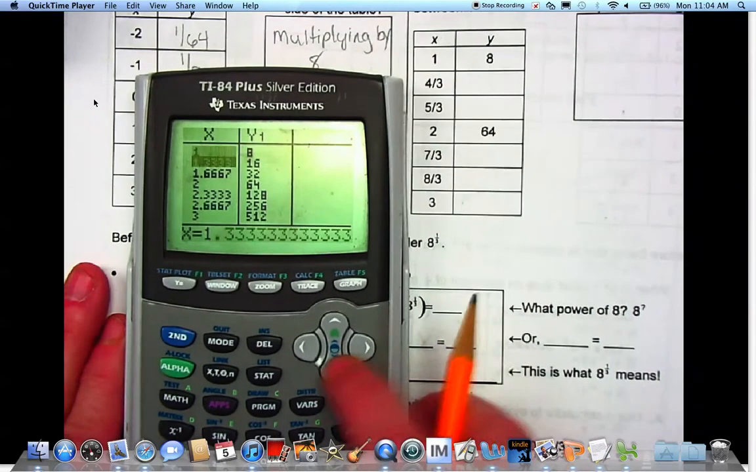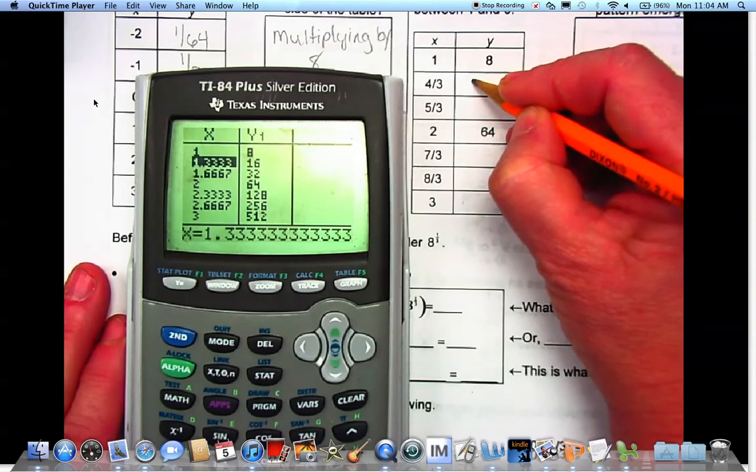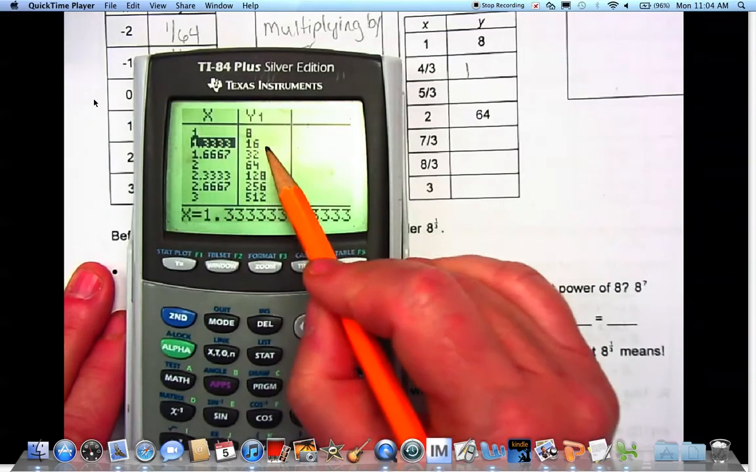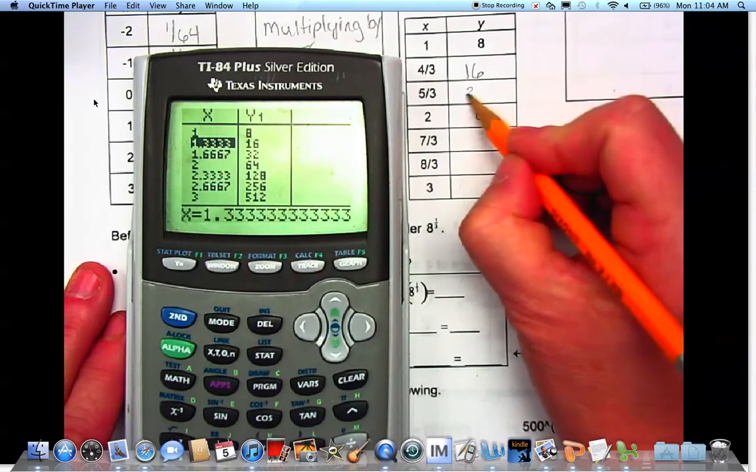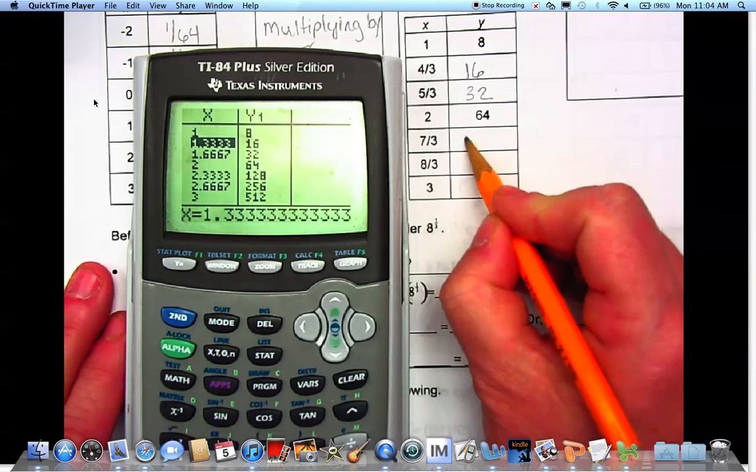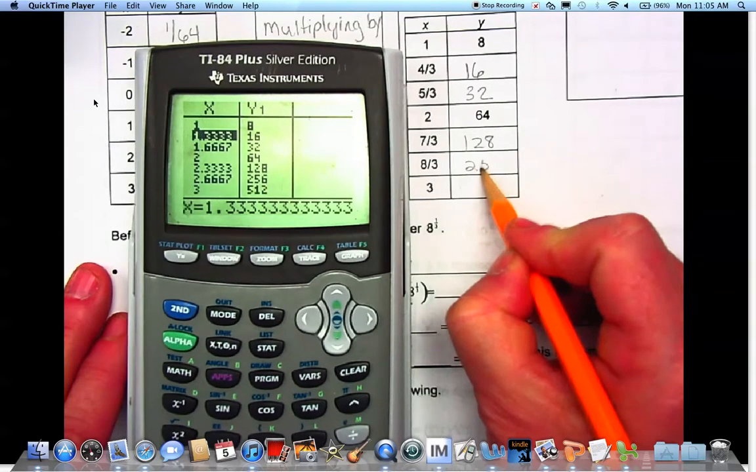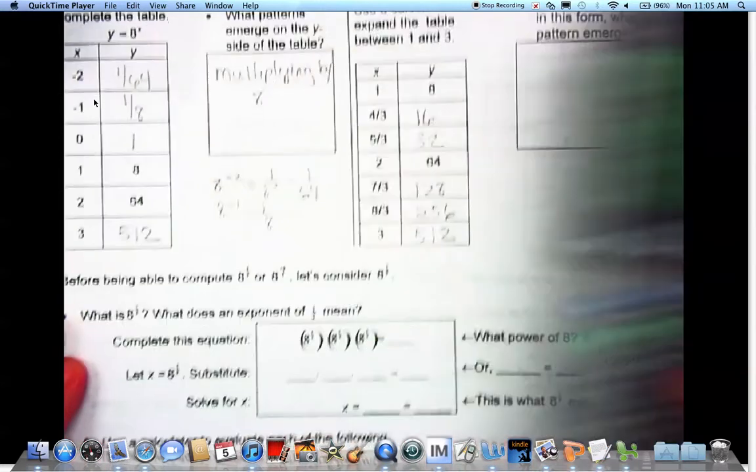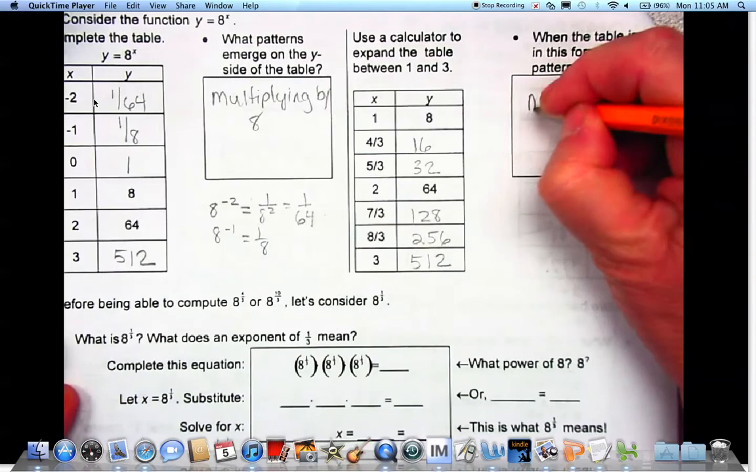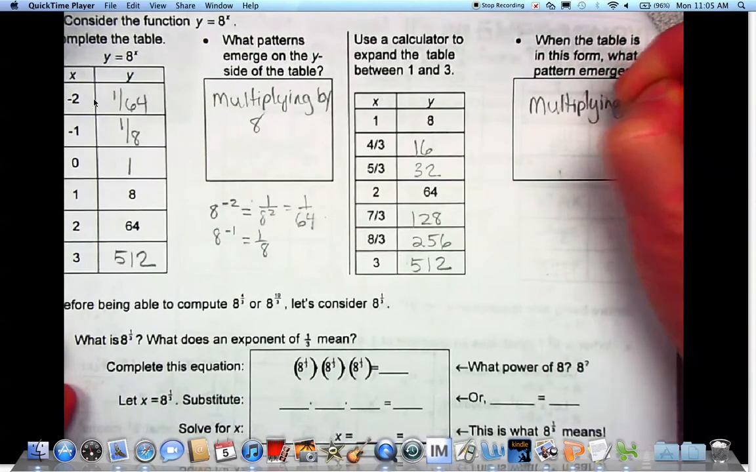And so what is 4/3? What's 8 to the 4/3 though? 16. What's 8 to the 5/3? 32. And 8 to the 7/3? 8 to the 8/3? And 8 to the 3rd. Okay, and it's doing what, Jared? Multiplying by 2. Now, why would it be multiplying by 2? Because 2 to the third is 8. Okay, good.